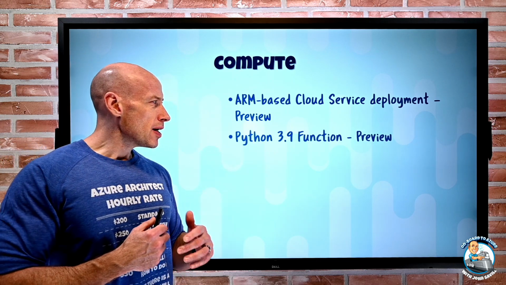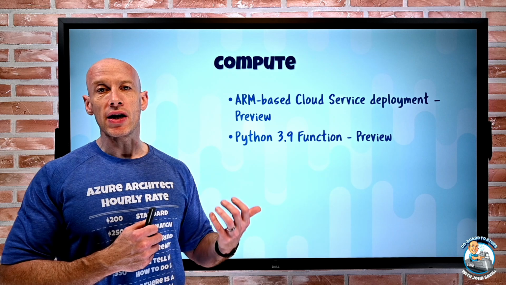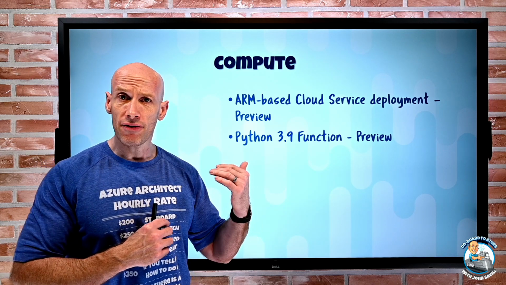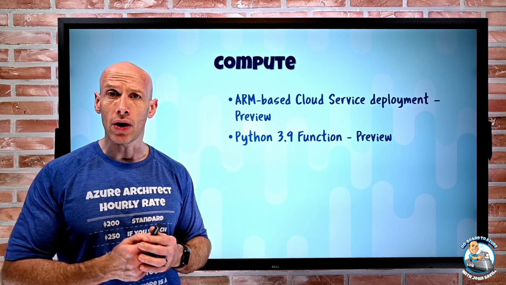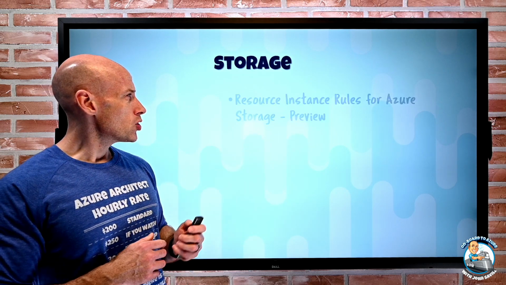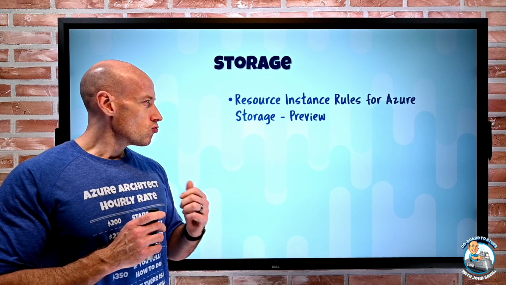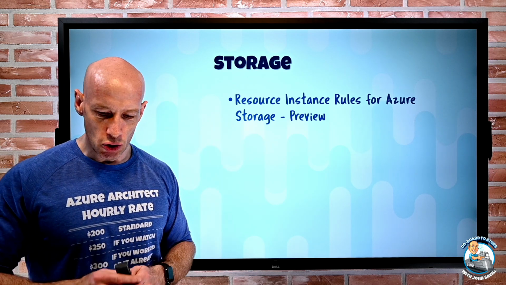Then Python 3.9 functions are in preview. So if I'm deploying an Azure function and I pick that Python stack, now there is a 3.9 option. On the storage side, we have these new resource instance rules for Azure storage.